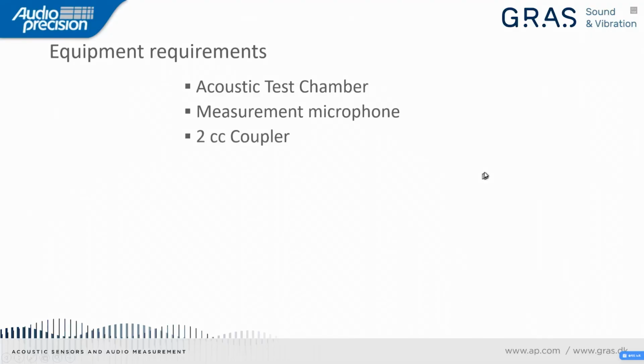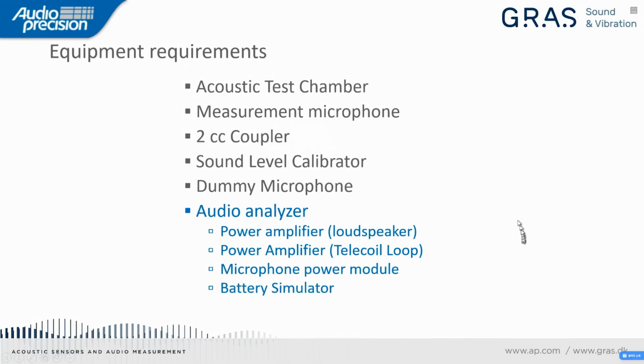And finally, we need an audio analyzer, and some of the accessories to go with the audio analyzer include a power amplifier to drive the loudspeaker. We need a power amplifier to drive the telecoil loop. We need a microphone power module to provide power to the microphone preamplifier and any signal conditioning. And then a battery simulator to supply power to the hearing aid and also to measure the current drawn by the hearing aid battery, or drawn from the battery rather.